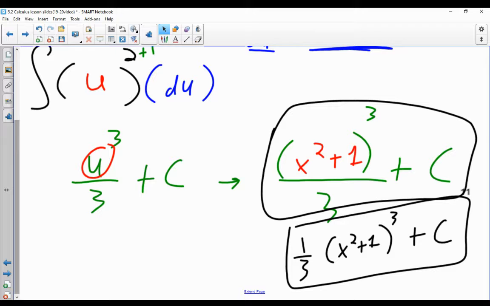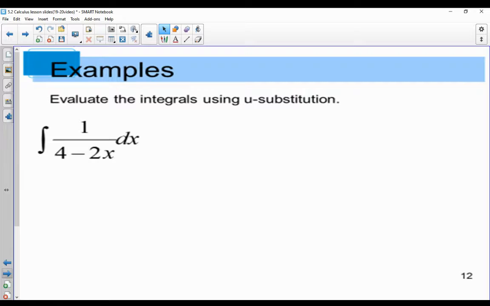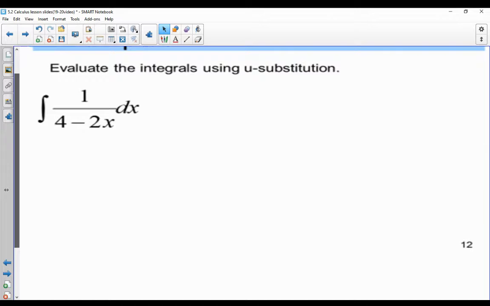Now, the reason why I had to refresh u substitution with you guys is because there will be some examples of finding the antiderivative of natural logs that we will need to use u substitution for. For example, let's say I have 1 over 4 minus 2x. And, of course, I've got to find the antiderivative, so let's use that natural log trick. First, I'm going to derive the bottom. The derivative of 4 is just 0.